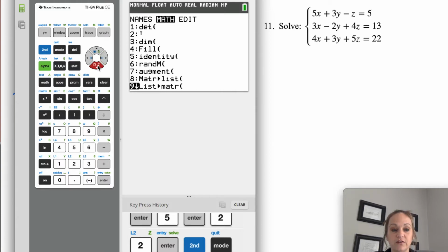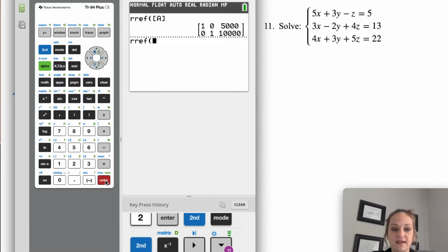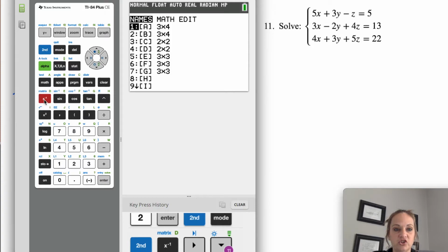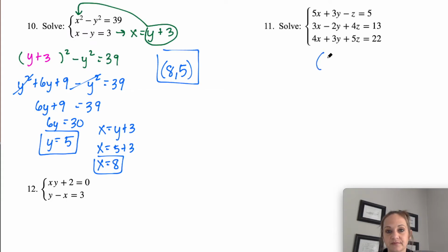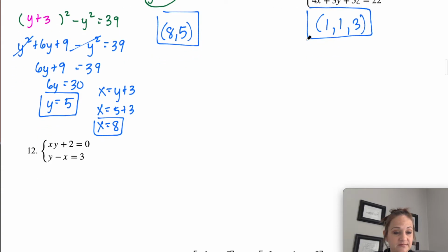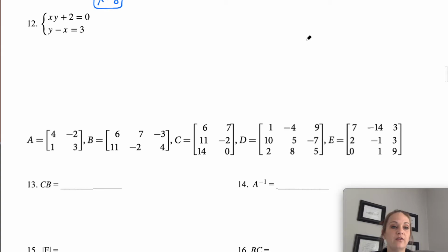We are going to look for the RREF and then choose the matrix we used, which I still used matrix A, hit enter, and then that represents your numbers. So the X, Y, and Z values represent 1, 1, and 3. And you need to write it as a coordinate point, so that would be your answer. Number 12.